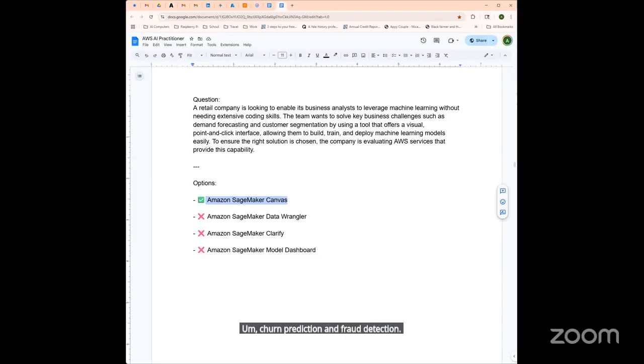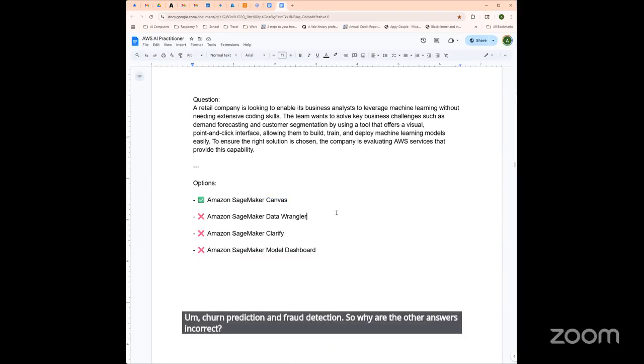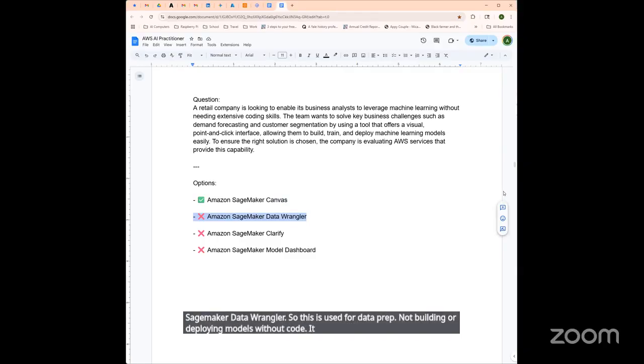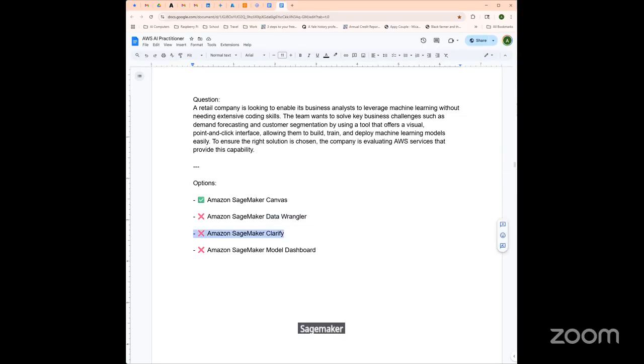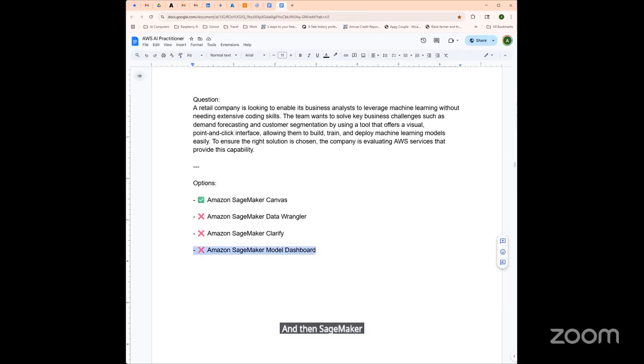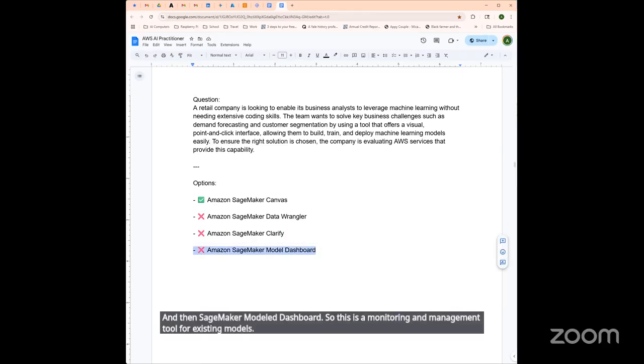So why are the other answers incorrect? SageMaker Data Wrangler. This is used for data prep, not building or deploying models without code. It assists SageMaker Canvas, but it's not a no-code solution. SageMaker Clarify focuses on bias detection and model explainability, not on building or deploying models via a visual interface. And then SageMaker Model Dashboard. This is a monitoring and management tool for existing models. It tracks deployment status, endpoint usage, and whatnot, but it doesn't build or train models.